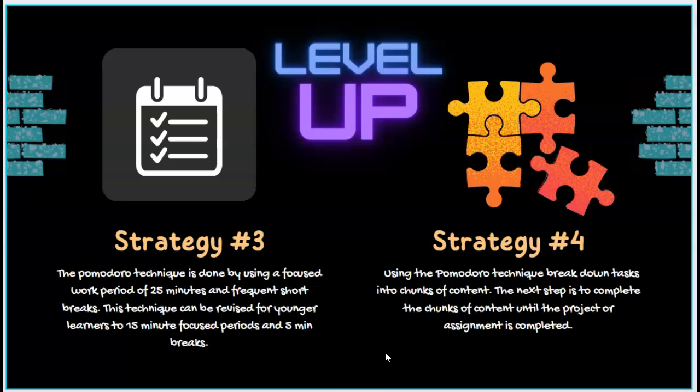So I have strategies 3 and 4 to help them go a little bit higher. There's a technique that the students will be introduced to in strategy 3. And then strategy 4 is basically how to use this technique to help break down their tasks and to complete some of their goals.